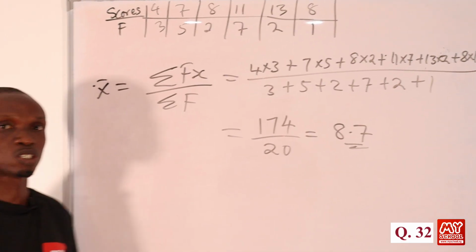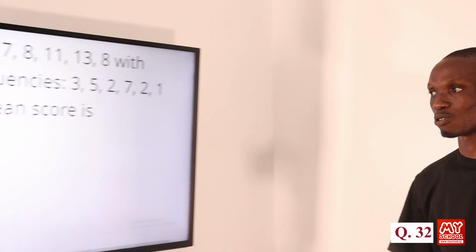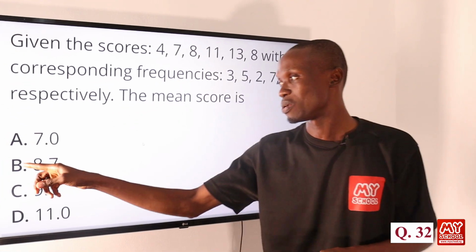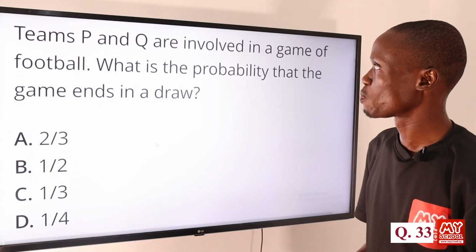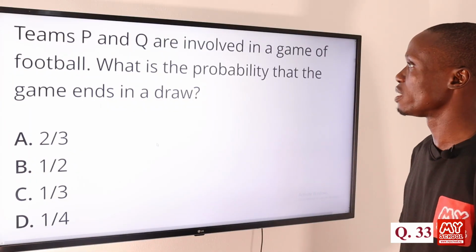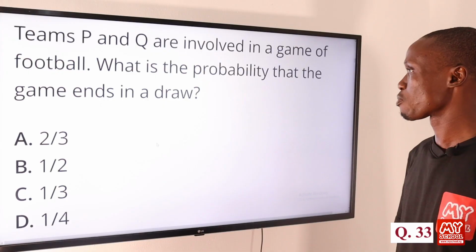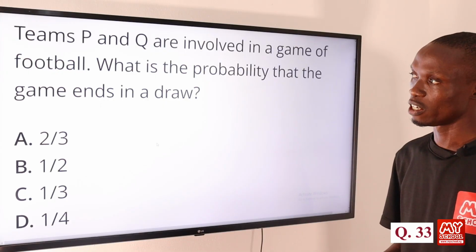So let's return back to the screen to pick the correct answer to this question, and that is option B, 8.7. Question 33. Teams P and Q are involved in a game of football. What is the probability that the game ends in a draw?